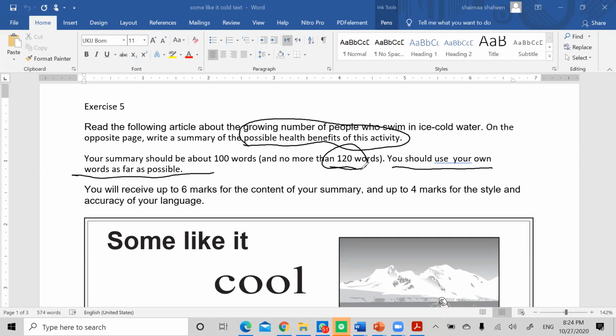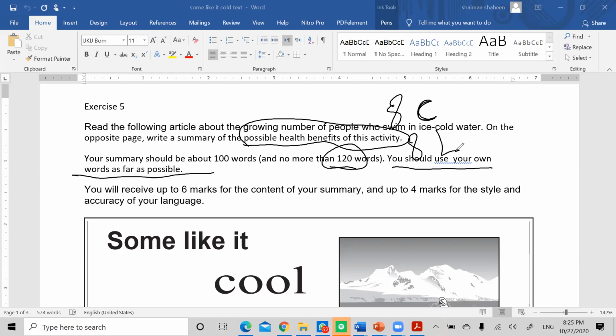So you will be asked here to find the health benefits of this activity. So how many points do I have to find? He didn't mention how many points, but I know that I receive 8 marks for the content. It means that I have 8 health benefits for the extended and 6 for the core. And another 8 for the language. So what would happen if I exceeded the word limit?